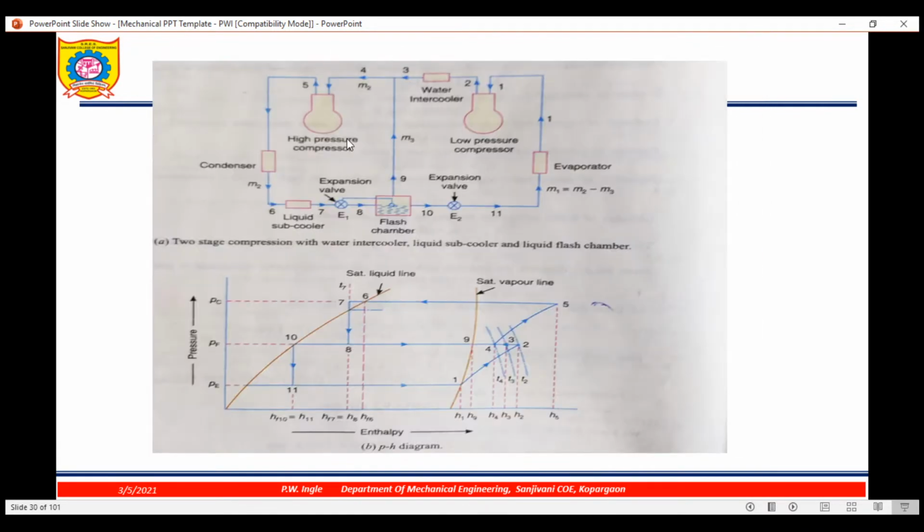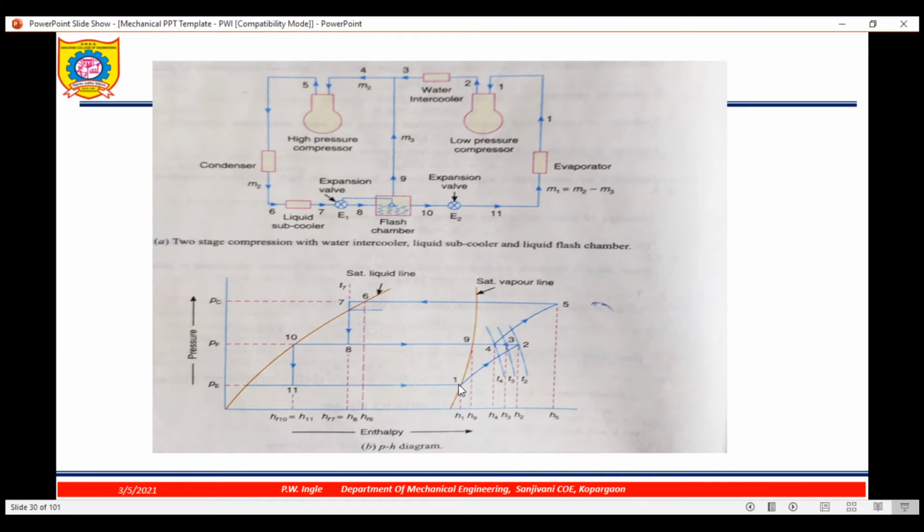Here you see the water intercooler is provided over here. Then the liquid subcooler is provided between the condenser and expansion valve, and the flash chamber is also provided between the two evaporator valves. Now, how are we getting the p-h diagram for this two-stage compression with water intercooler, liquid subcooler and liquid flash chamber?